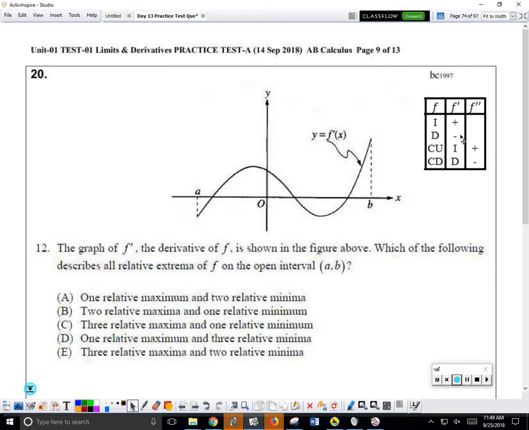Look, they show you f prime. So this is a graph of f prime. Which of the following describes all relative extrema of f?